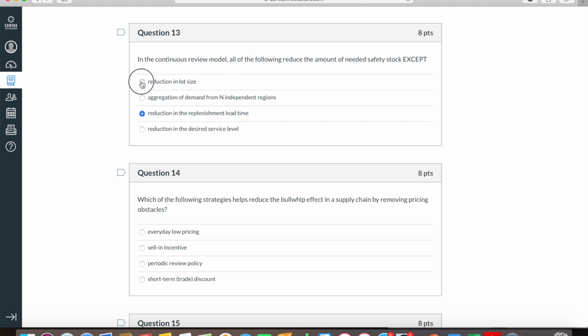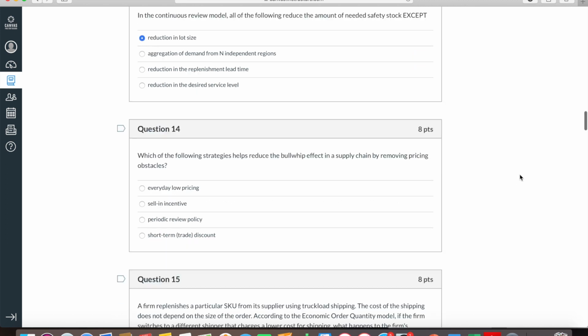So going back to A, it's definitely reduction in lot size. And if you just think about this logically, reduction in lot size means that you order less. If you order less, but you still have the same demand, then you're going to need more backup because you're going to run out. So when you run out, you still need that same amount of safety stock. And in this case, we're looking for the except, so therefore it's reduction in lot size.